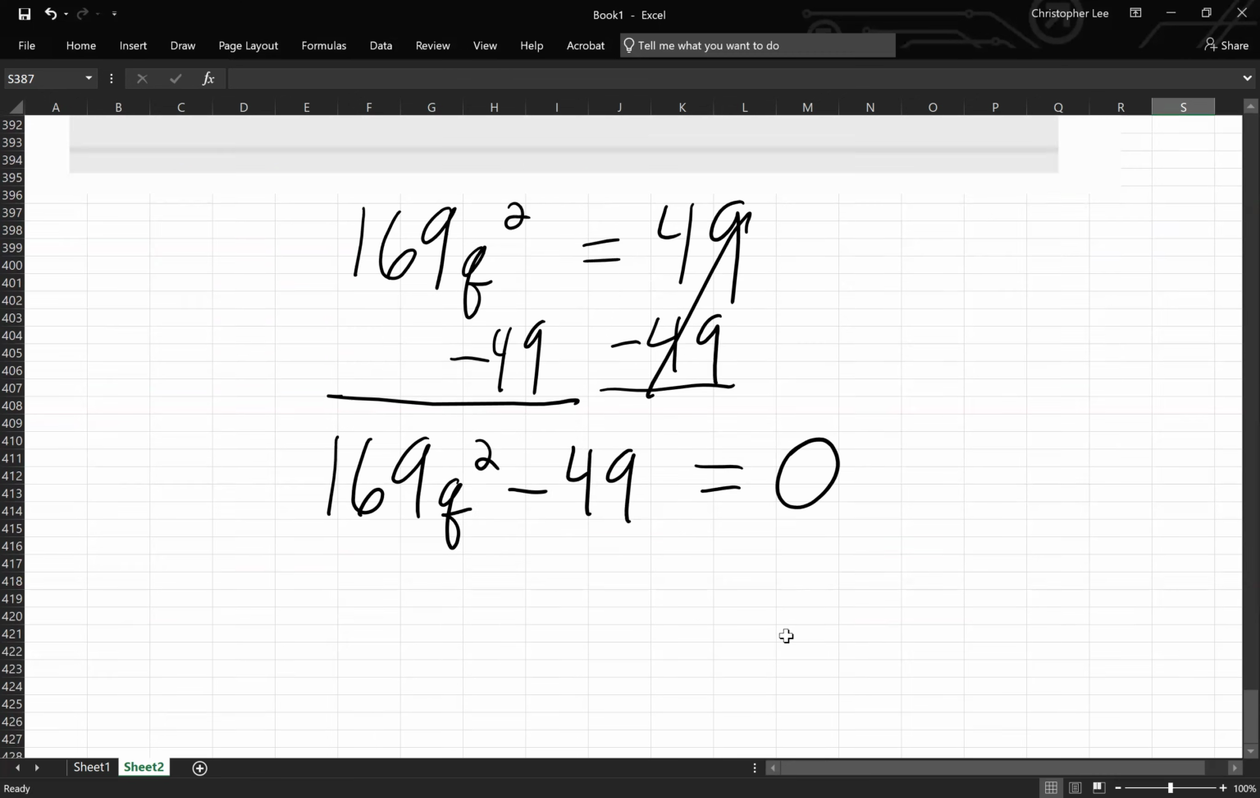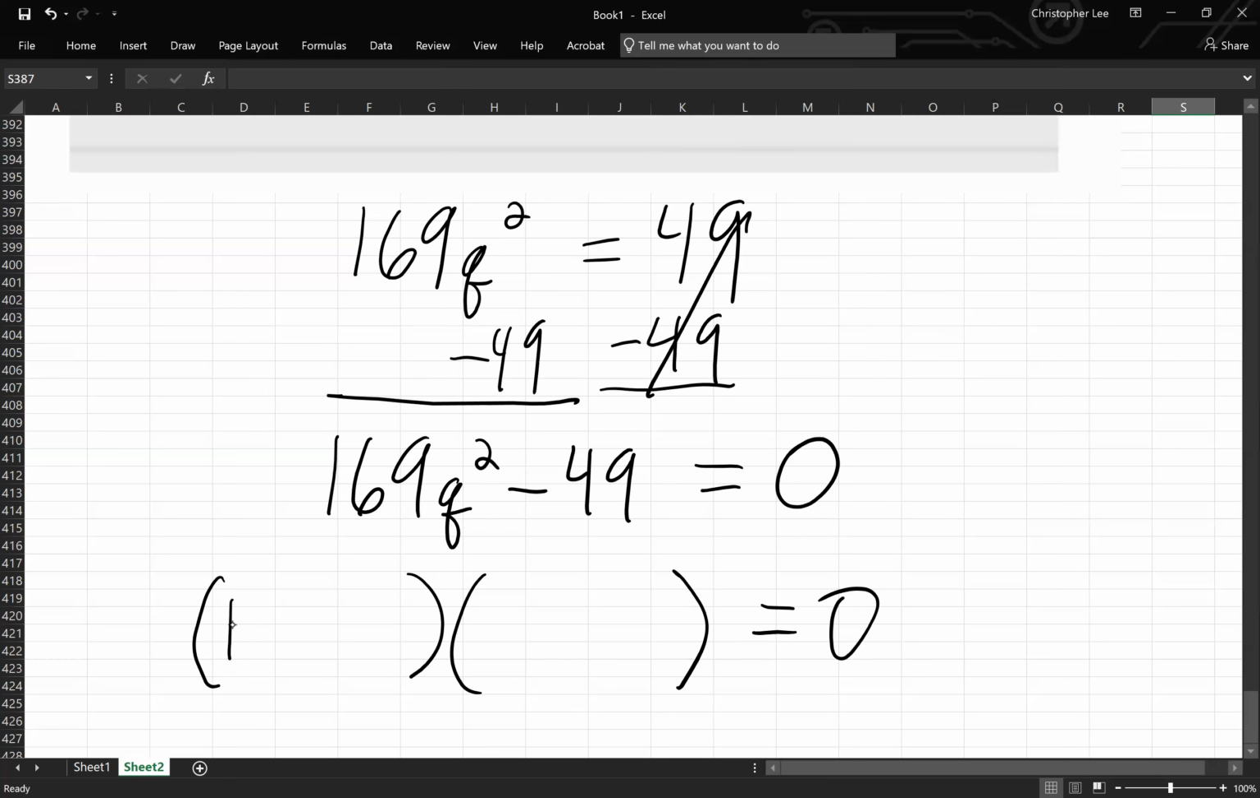Now look at this. This is the difference of two perfect squares. Light work, right? So you remember, one is going to be positive, one is going to be negative, right? This is going to be what? 13q, 13q, 7 and 7. One positive, one negative. Done. It's factored. All right? Difference of two perfect squares.